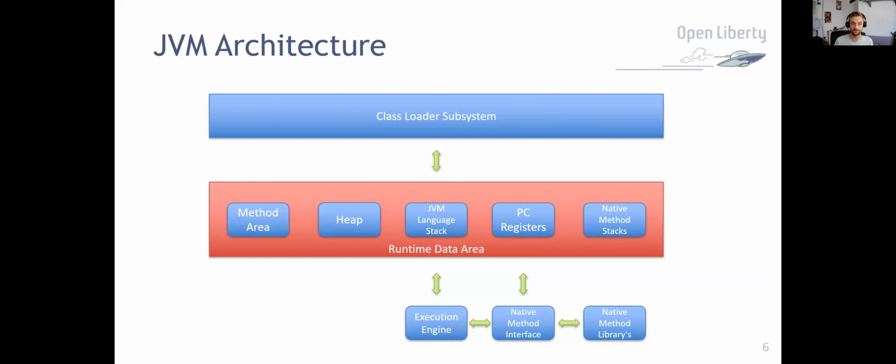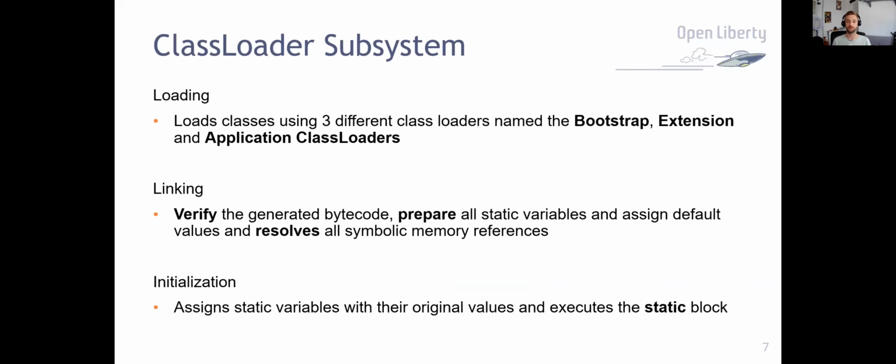So essentially, you have three different parts of the JVM architecture. You have the ClassLoader Subsystem, which is responsible for loading, linking, and initialization. You have the runtime data area. And then, of course, you have the execution engine, which executes your code. I'm going to give you a very brief overview of what these different areas of the JVM do.